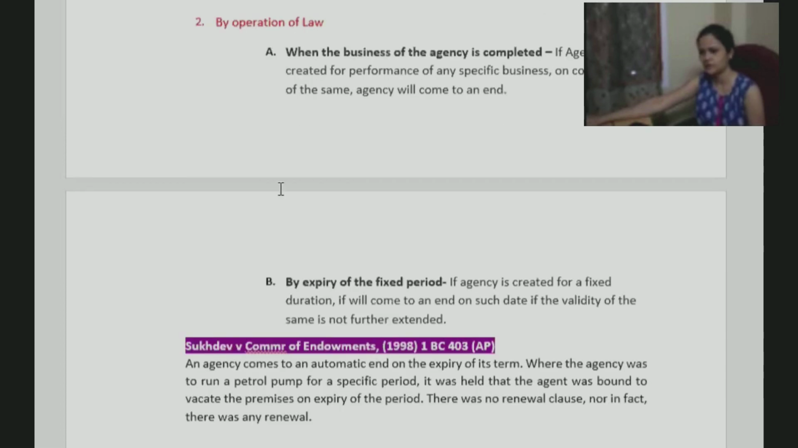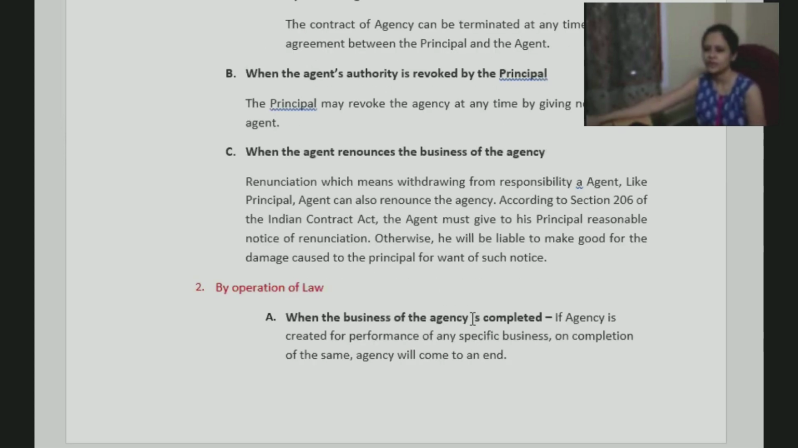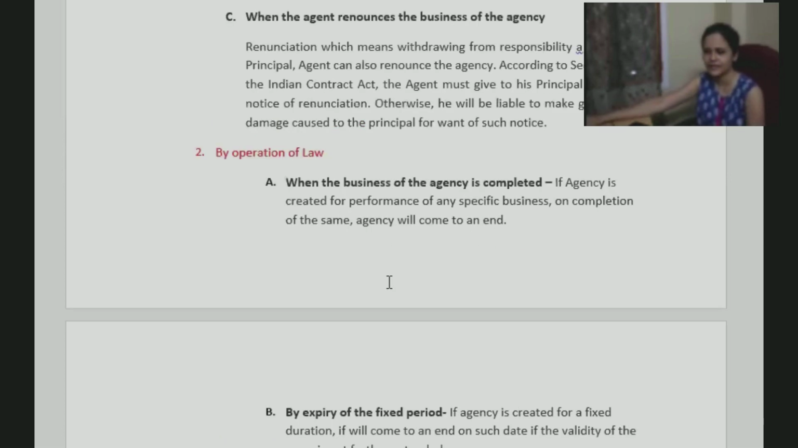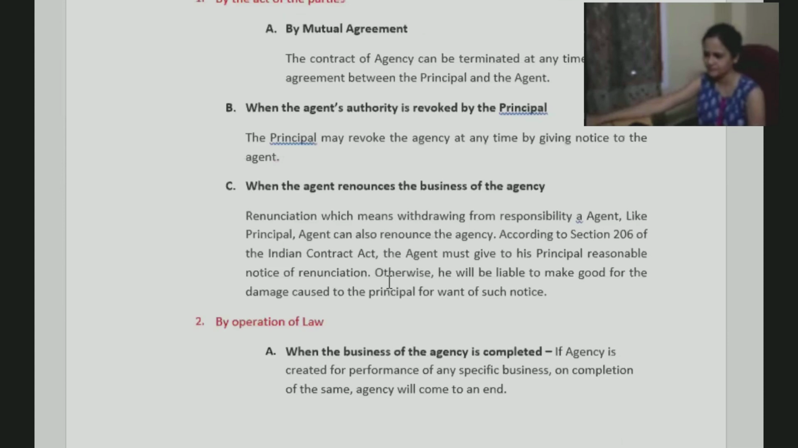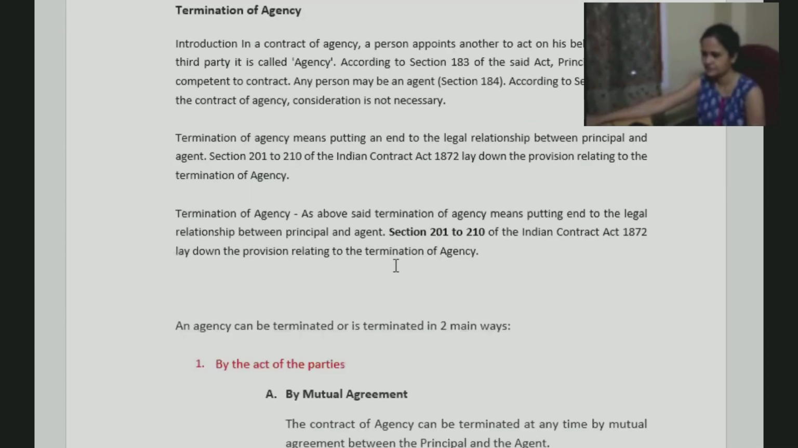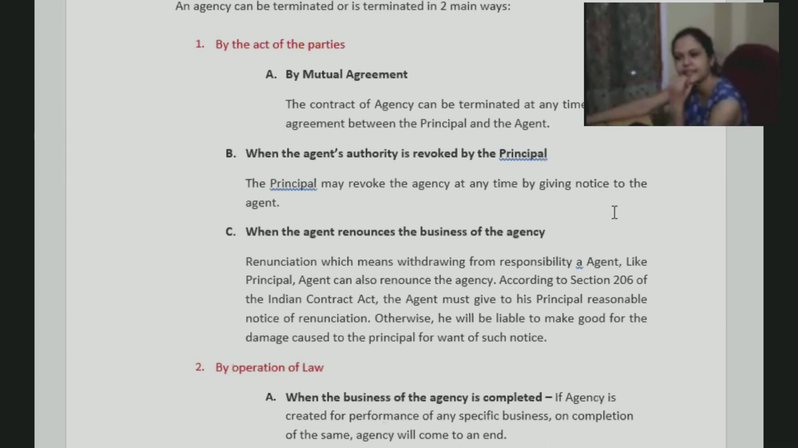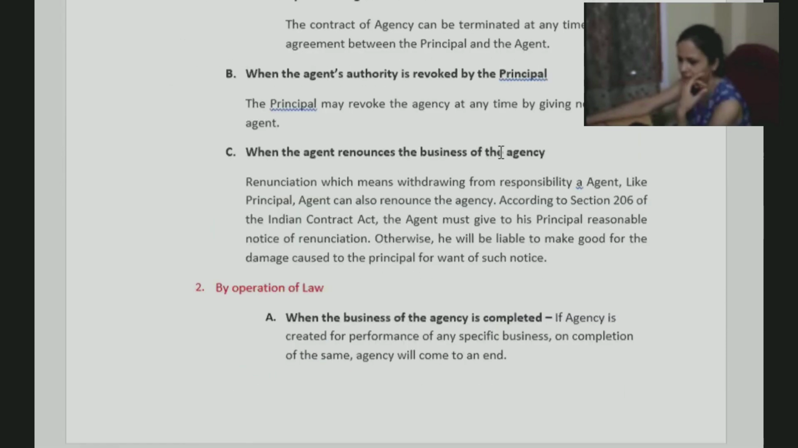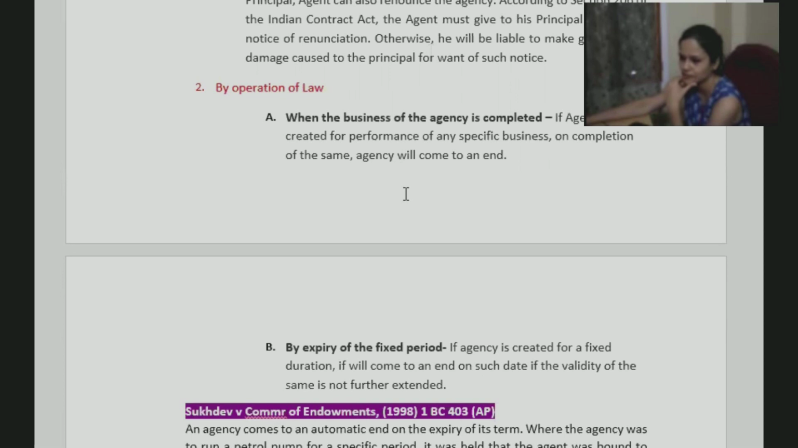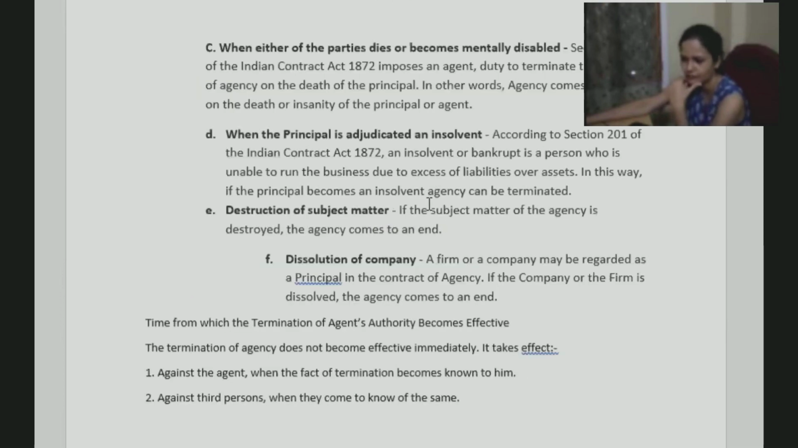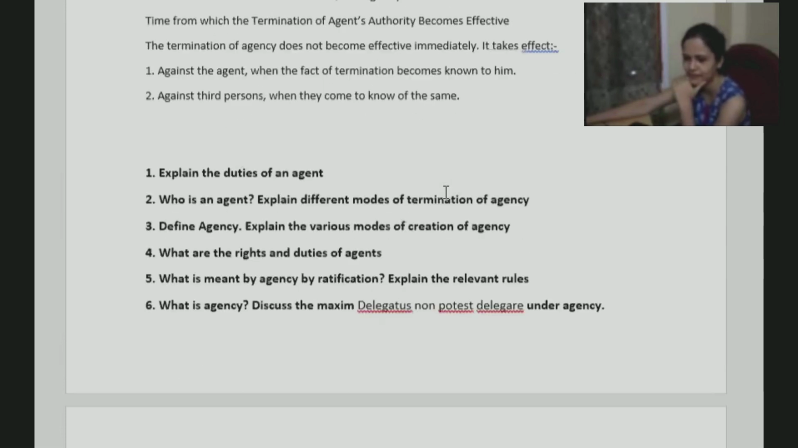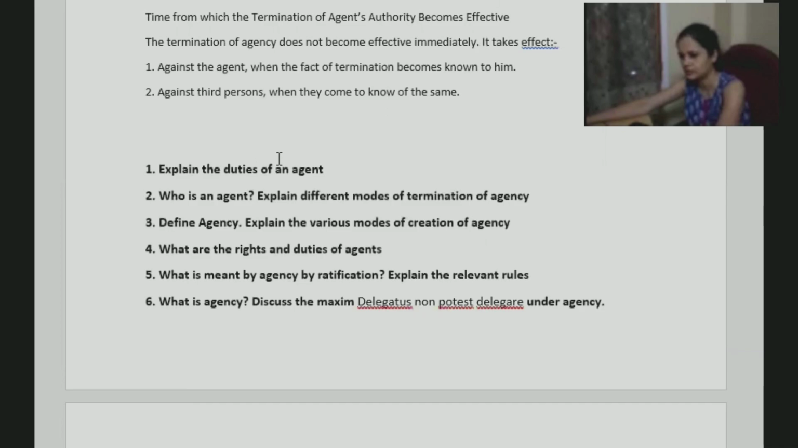I guess there was one question with regard to what are the ways by which an agency may be terminated, and a short note was there. So this is clear? Yes, madam. You can also mention what agency is, why it is created, why it is becoming so popular. After that, what is termination? Then we have these two different ways of terminating. Under that, we have nine different ways by which it may be terminated, and accordingly, you may give one conclusion.